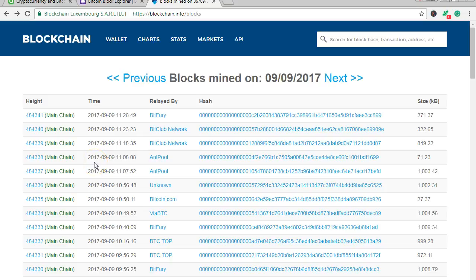Welcome back. We're now going to look at live blocks and blocks that are happening now. So we've got blockchain.info and blocks mined on the 9th of the 9th 2017, relayed by the hash is here, the size is here, the height is here, and the time is here. So relayed by BitFury. This is a miner. Let's have a look.